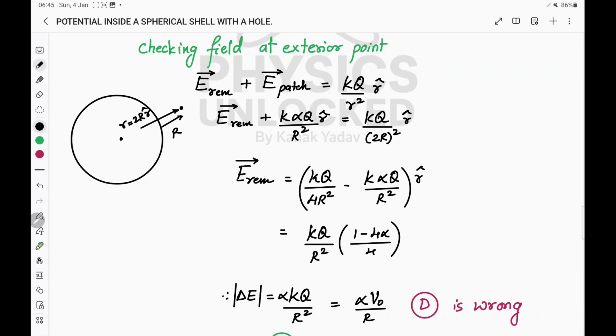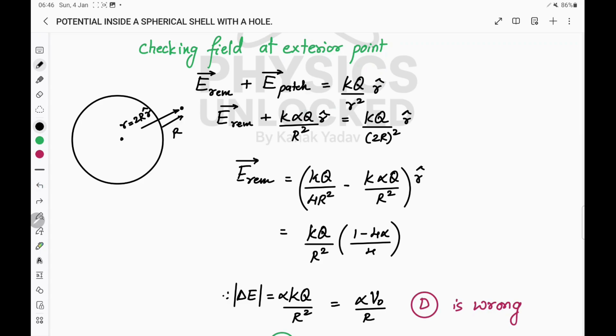Finally, moving on to the reduction in electric field at an exterior point, which is at a distance 2r from the center. What we can do is, we can calculate the electric field at the exterior point by replacing the entire charge of the spherical shell by a point charge placed at its center. So electric field due to the remaining portion plus electric field due to the patch must add up to give you kq by r square, where of course we are going to substitute this small r as 2r.